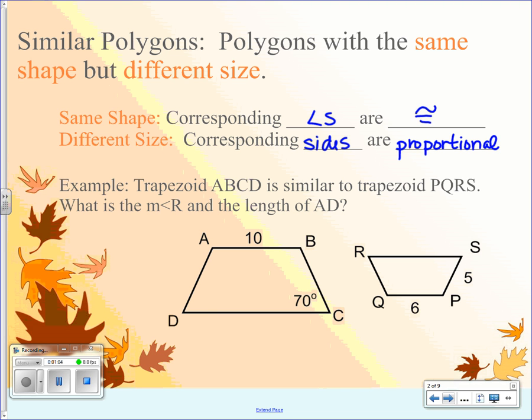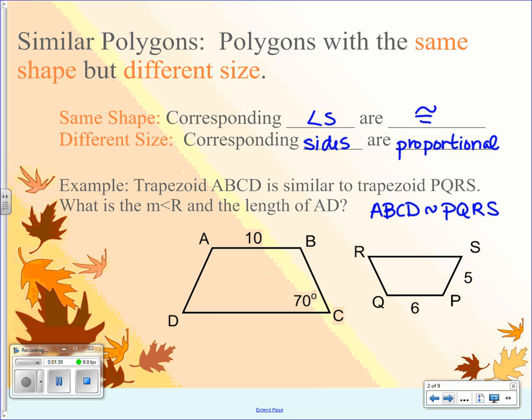So let's take a look at this first example. It says trapezoid ABCD is similar to trapezoid PQRS. Before we move on with the question, I want to take a look at the statement that we're given. Just like congruency statements, we have similarity statements. And so we can say that trapezoid ABCD is similar to trapezoid PQRS. Now notice our symbol for similarity is different than congruence, so we lose the equal sign of the congruence and just have the tilde.